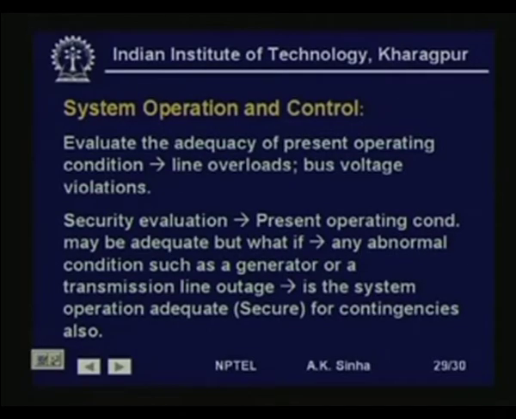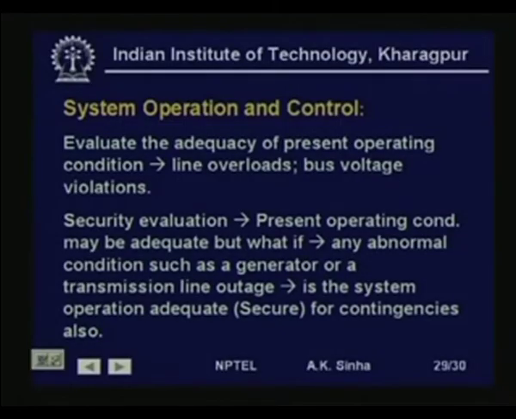Now, for system operation and control, how we can use this? Again, evaluate the adequacy of the present operating condition, that is, in the present operating condition, all the flows and voltages are within limits, like whether any line overloading is there or not, bus voltage violations are there or not, we can check this. Of course, most of the time we will find no such thing for a normal system.